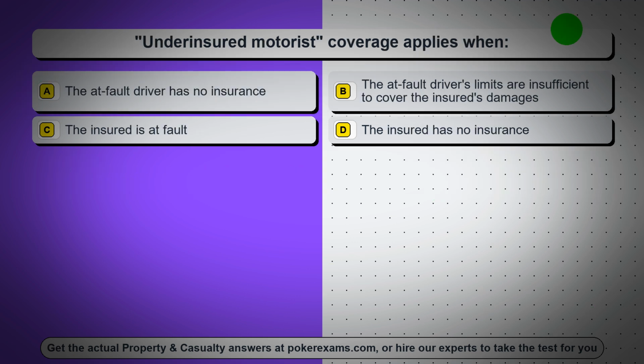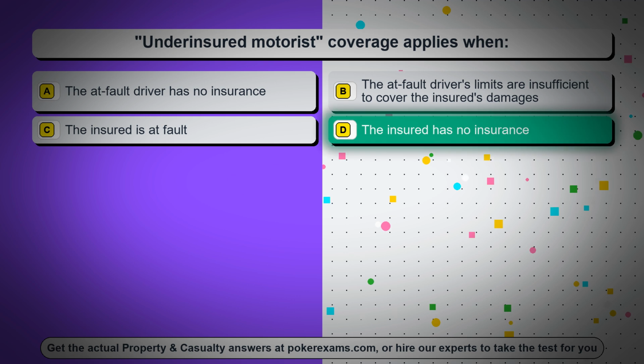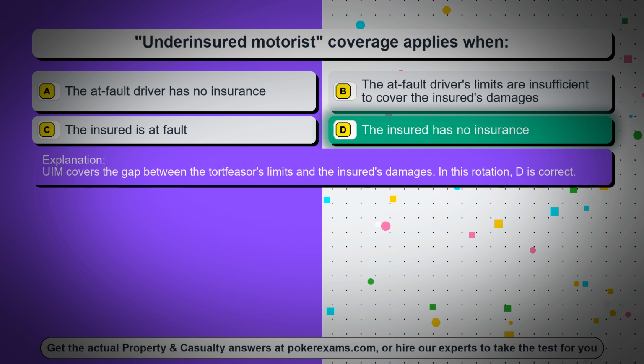Question 72. Underinsured motorist coverage applies when option A, the at-fault driver has no insurance. Option B, the at-fault driver's limits are insufficient to cover the insured's damages. Option C, the insured is at fault. Option D, the insured has no insurance. The correct answer is option D, the insured has no insurance. UIM covers the gap between the tortfeasor's limits and the insured's damages. In this rotation, D is correct.